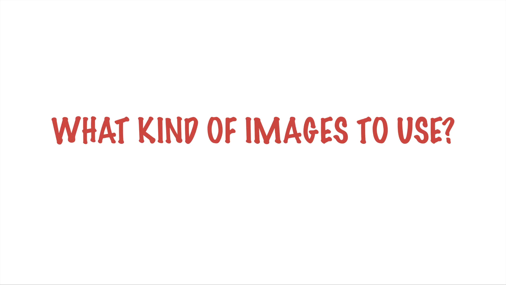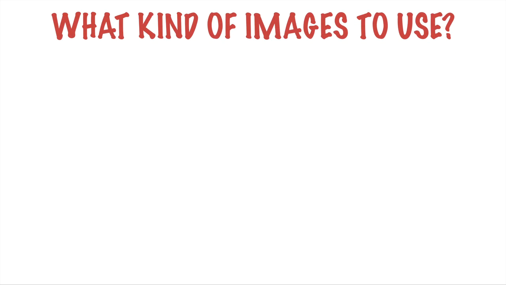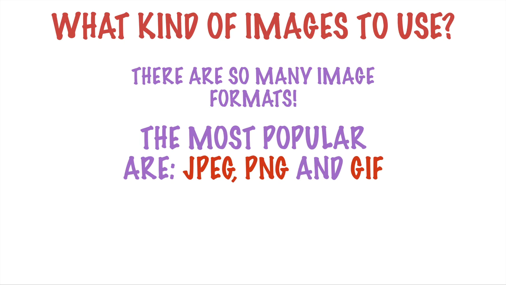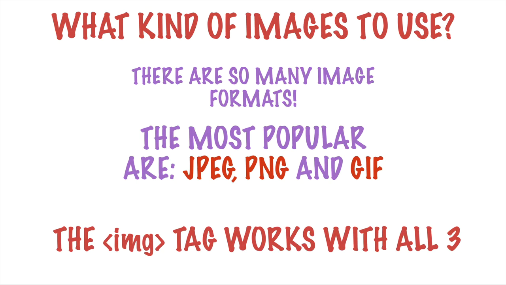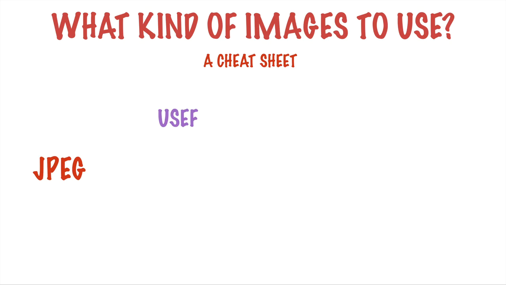So, what type of image file do we use? This is an excellent question, so let's take a minute to ponder. The most common image formats, and there are many of them, are JPEG, PNG, and GIF or GIF. There is a reason why each of these is so popular. The image tag does not discriminate. It works with all of these types of images. Let's take a quick survey of the 3 common image types and see what their strengths and weaknesses are.